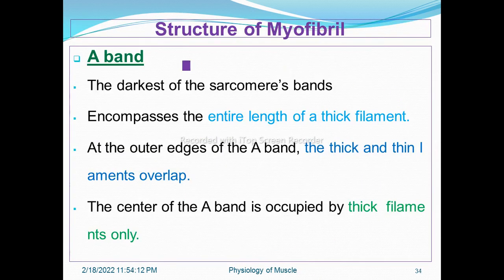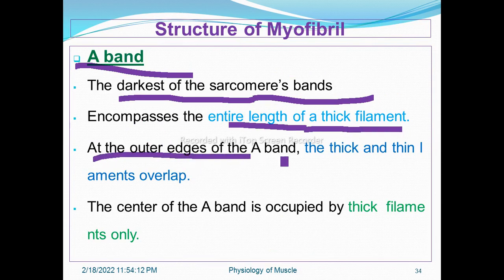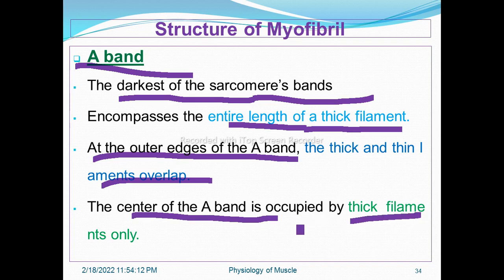So the structure of myofibril: A band. A band is darkest because it is anisotropic, and encompasses the entire length of thick filament. We have seen at the outer edges of A band, thick and thin filaments overlap. Between the two sides there is overlap between thick and thin filaments. The center of A band is occupied by thick filaments only, which is known as H zone.